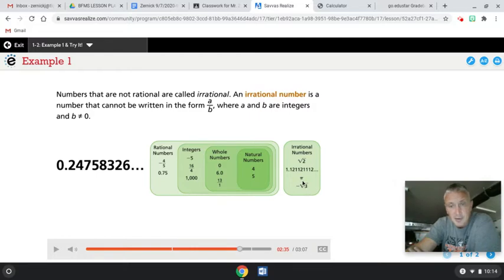Pi is another number that will continue on forever and ever. It will never stop. If you put it on your calculator and push the pi button, it will tell you 3.145693, and it will keep going and going on and on forever. So it is a special symbol that we know is irrational.